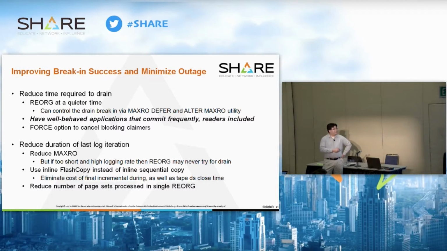I cannot stress this enough. A lot of times we cannot break in because we have non-behaving applications. Applications that do not commit frequently, applications that are bound with RELEASE(ALLOCATE), or with cursor hold, so they never let go of the claim they held against the object, and predominantly UR readers. A lot of people think, I just have UR readers reading the object, just let them run, it doesn't do any harm. But we need to drain the readers also. So if you have any of those sitting around, reorg will never be able to finish.